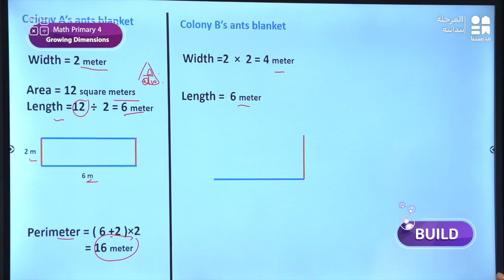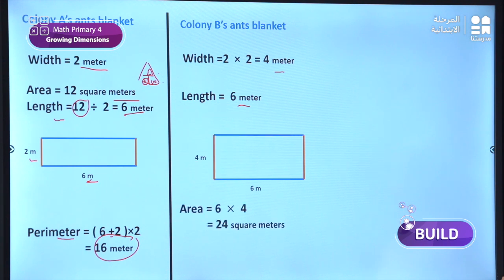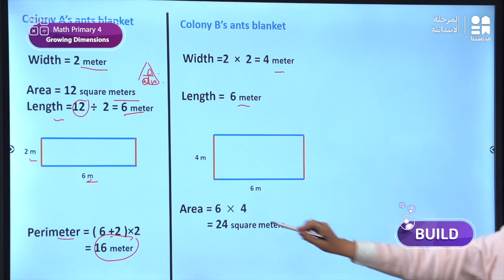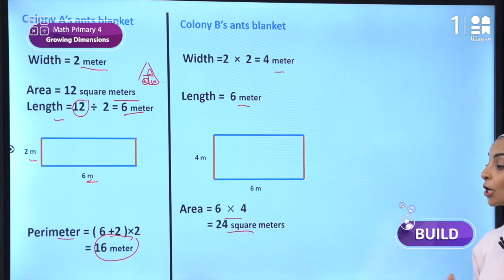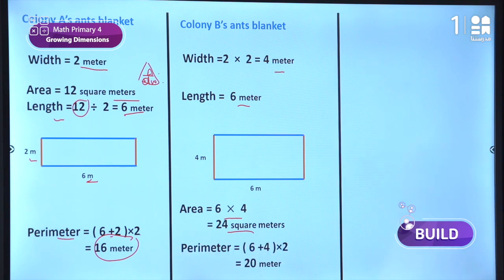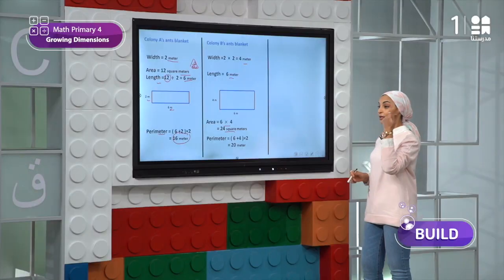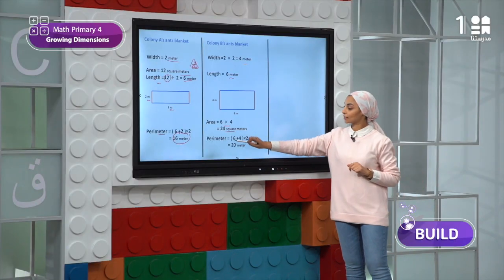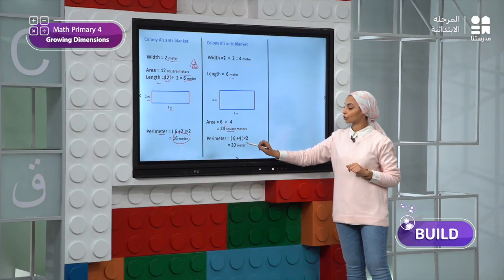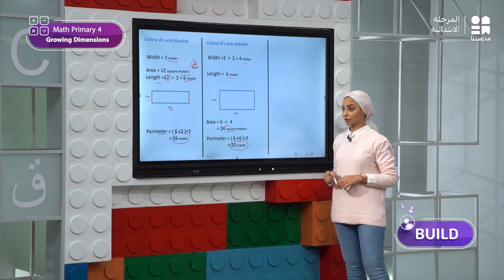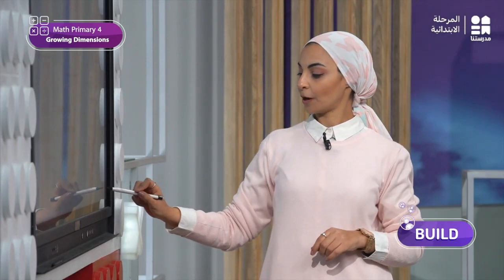And then here is my rectangle, length 6 and width 4. To find the area, it equals length times width, so 6 times 4, which equals 24 meters squared. And what about the perimeter? The perimeter, as we said, is length plus width times 2, so 6 plus 4 times 2, which equals 20 meters. Okay, let's move to problem number 3.